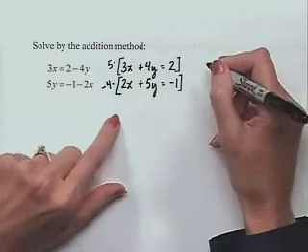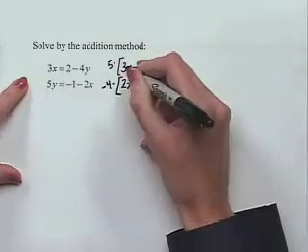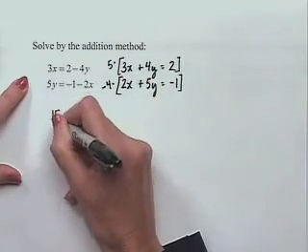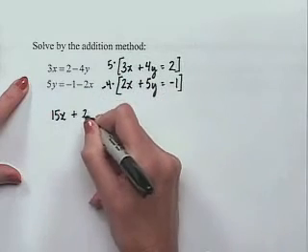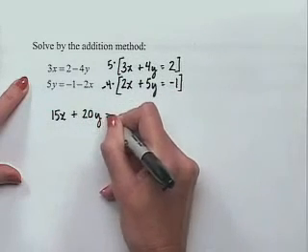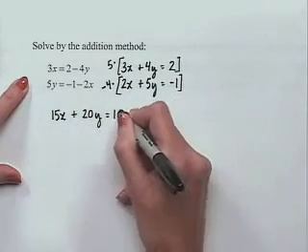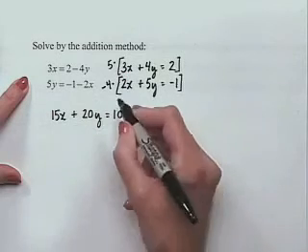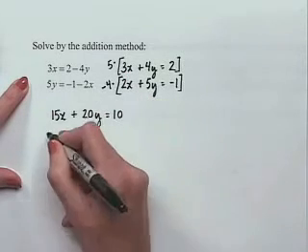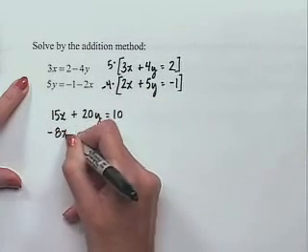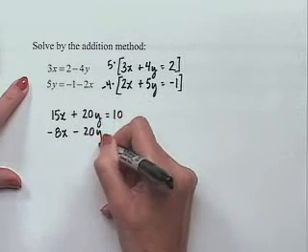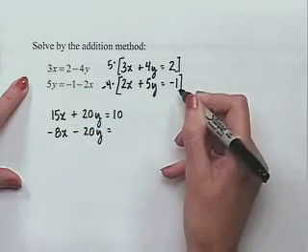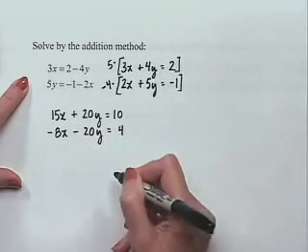Let's do that now. We'll have 5 times 3x, which is going to be 15x, plus 5 times 4y, which is going to be 20y, equals 5 times 2, which is 10. In our second equation, negative 4 times 2x is going to be negative 8x. Negative 4 times 5y is a subtraction of 20y. And negative 4 times negative 1 is positive 4.